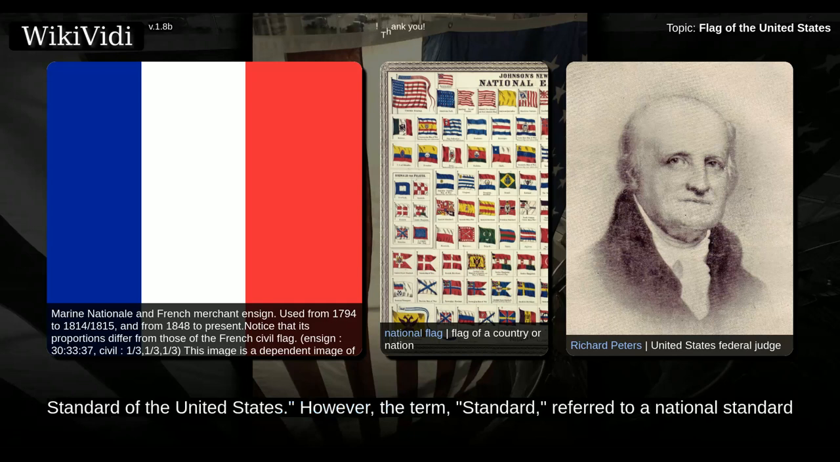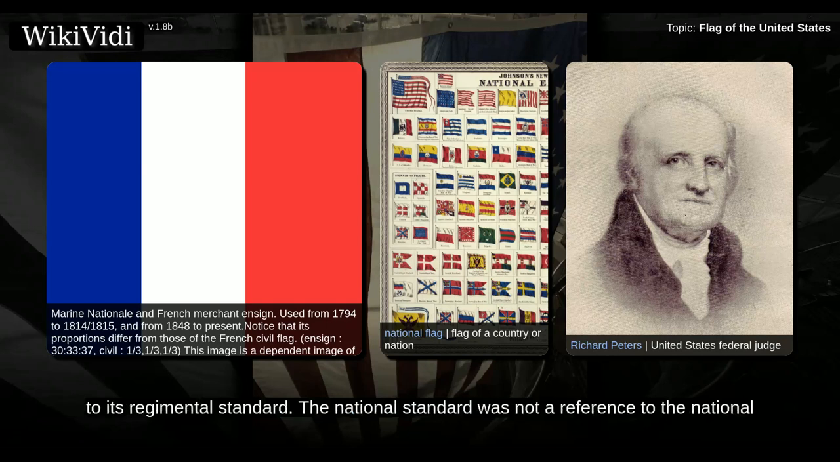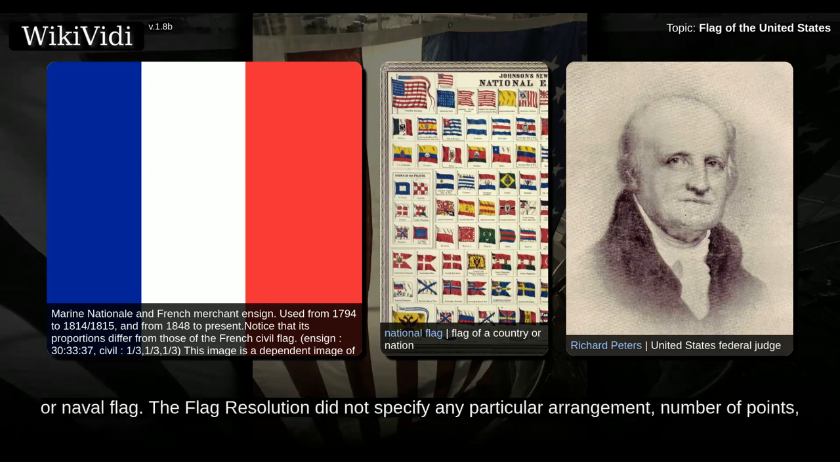However, the term standard referred to a national standard for the Army of the United States. Each regiment was to carry the national standard in addition to its regimental standard. The national standard was not a reference to the national or naval flag.